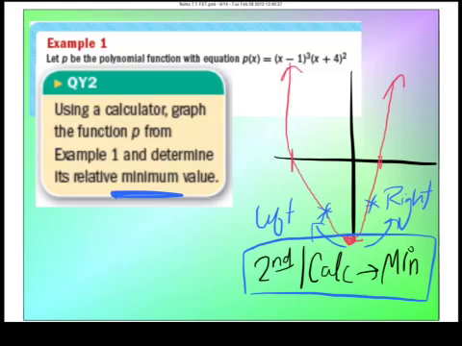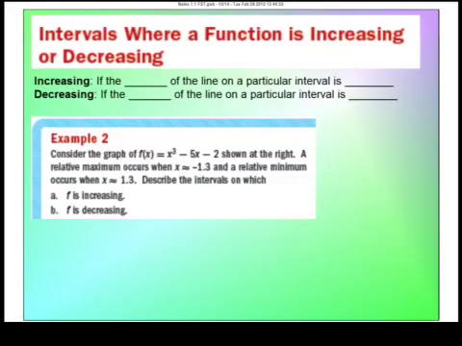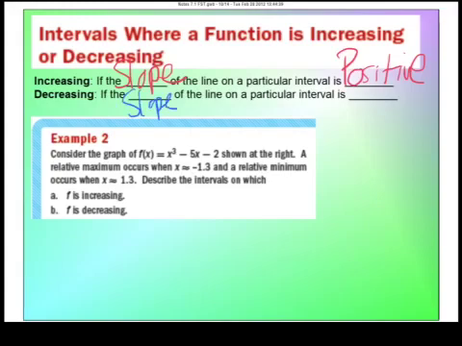Now we've discussed maximums and minimums, relative maximum, relative minimums. We have 4 more vocab yet. The next one is where an interval is increasing or decreasing. And increasing and decreasing looks at the slope. So to fill this in, increasing if the slope of the line of a particular interval is positive, it's increasing. And it's considered decreasing if the slope of the line of a particular interval is negative.